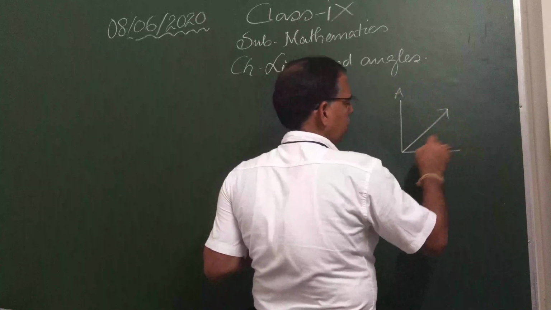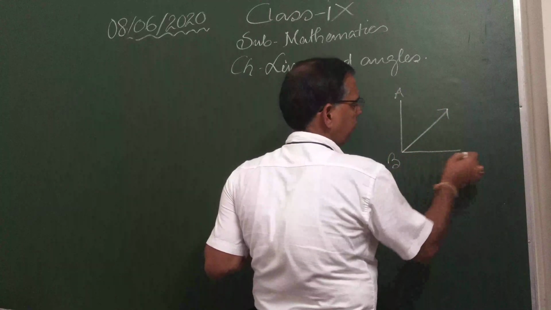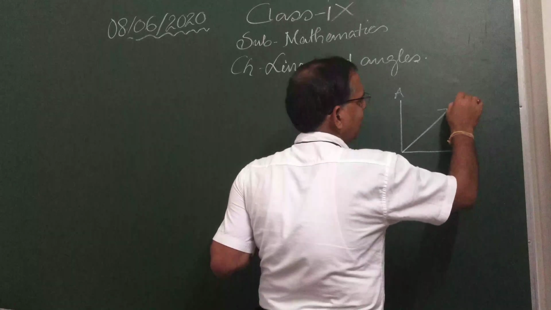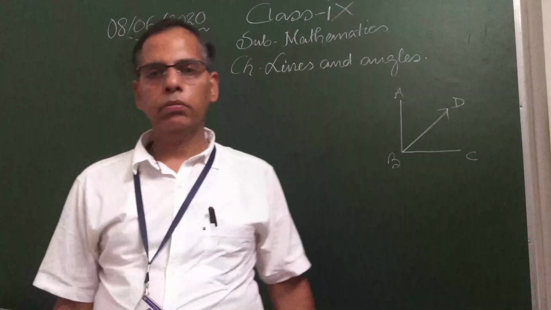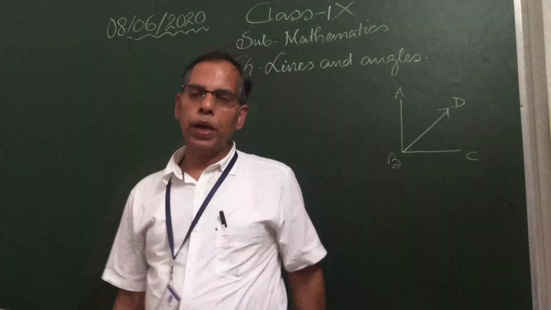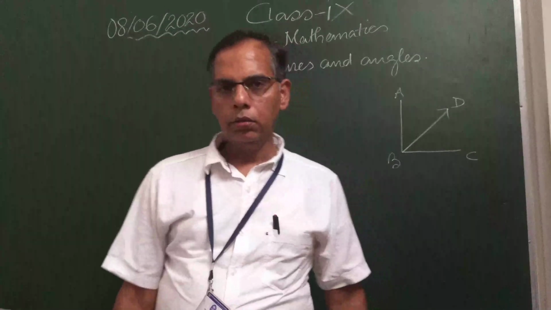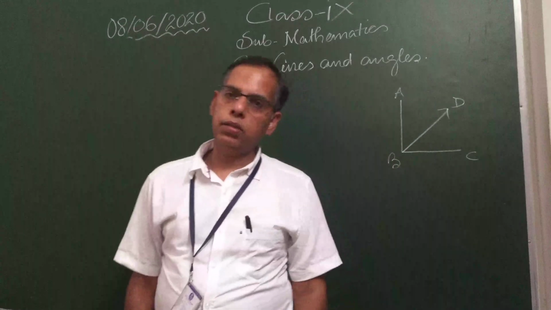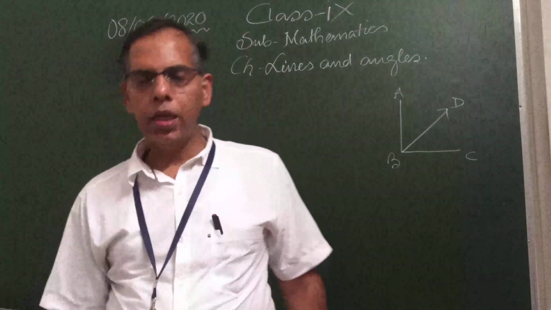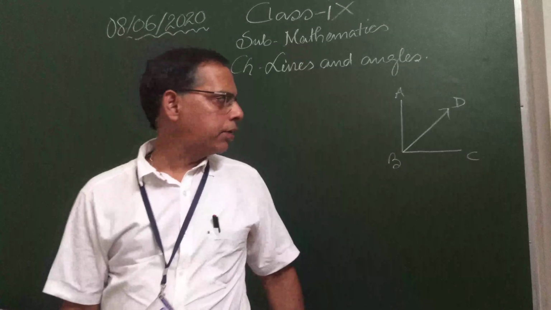Suppose here, can you identify how many angles are there? Whether it is 1 angle, 2 angles, 3 angles. Basically, here are 3 angles. How is it 3 angles?